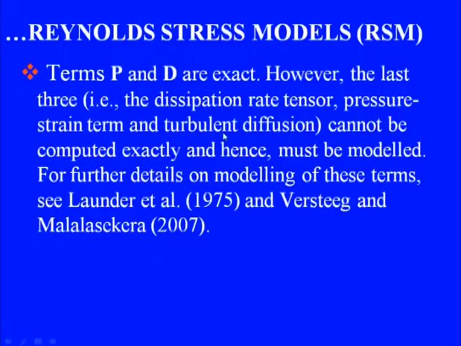So, that is the summary here, that the dissipation rate tensor, pressure strain term and turbulent diffusion term cannot be computed exactly and hence must be modeled. There are many different models which have been proposed by different researchers which are available in literature. For further details on modeling of these terms, please see the initial paper of Launder et al. in 1975 and the book by Versteeg and Malalasekera, which gives you further references regarding many different proposed models for modeling these three terms.